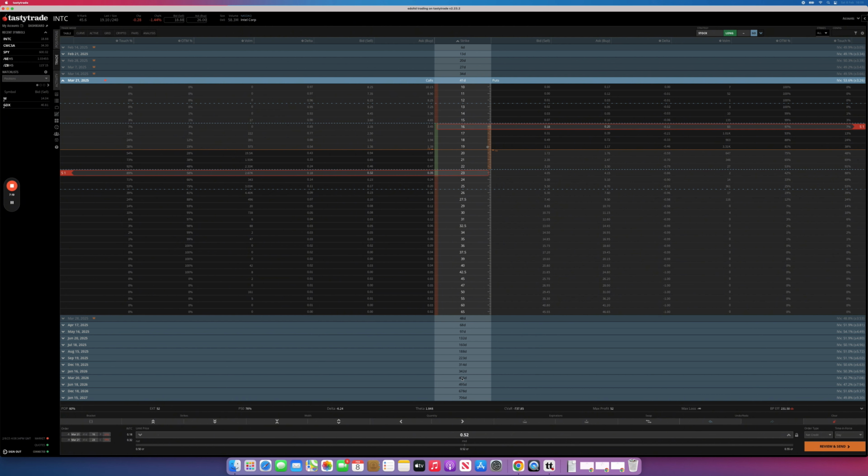And as you can see, this is the price that we would try and get filled at, 0.52, which is $52. So if we were to get filled at this price, $52 would be deposited to our cash balance automatically by our broker, and we keep that no matter what happens. And the broker is going to require $231 in buying power to open this position.